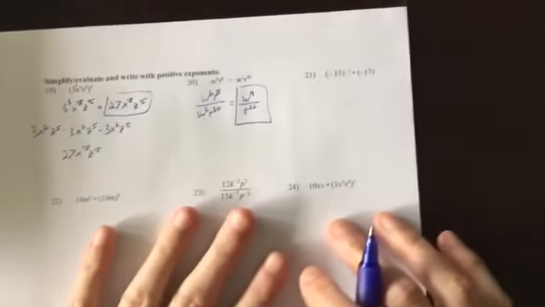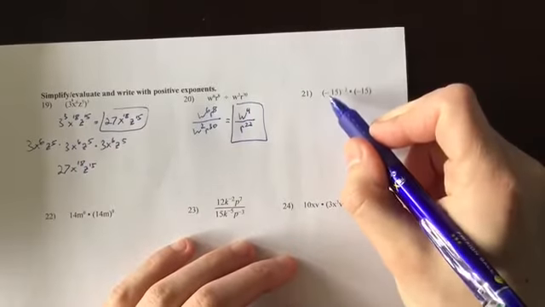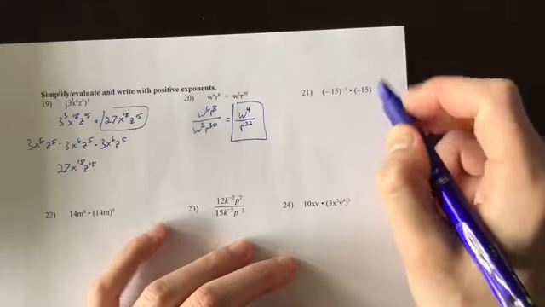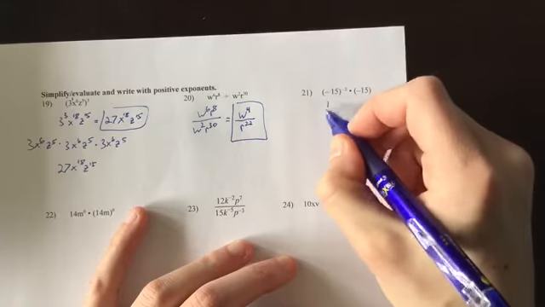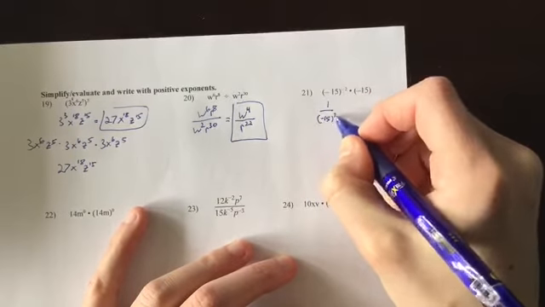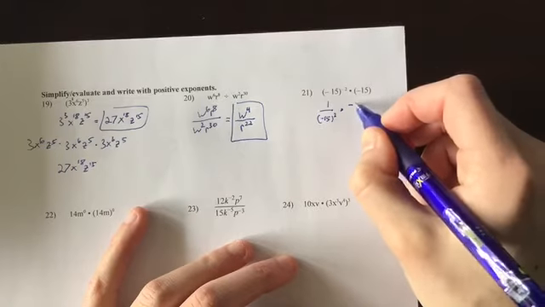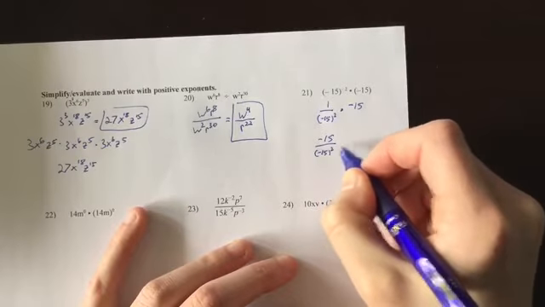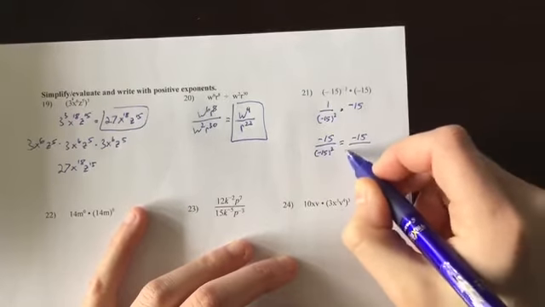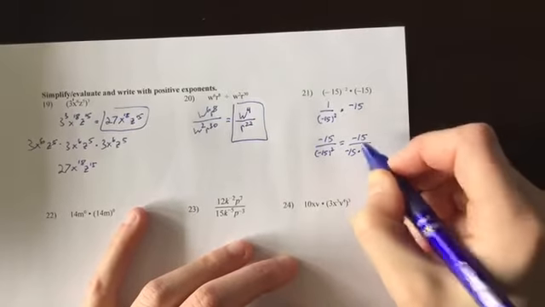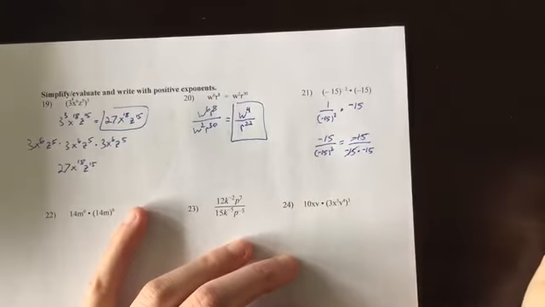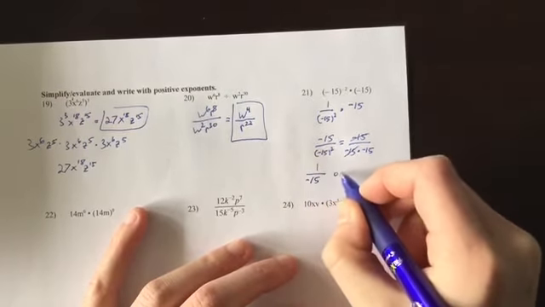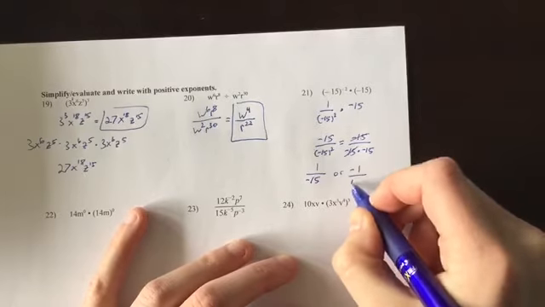Okay. Now 21 here, we've got negative 15 to the negative 2nd power times negative 15. So that means this has got to go into the bottom. So that's 1 over negative 15 to the 2nd times negative 15. So negative 15 over negative 15 squared, which would be negative 15 over negative 15 times negative 15. So we can cancel out one of those negative 15s on the top and the bottom, making this 1 over negative 15. Or if you're like me and you prefer that negative on top, put it on top.